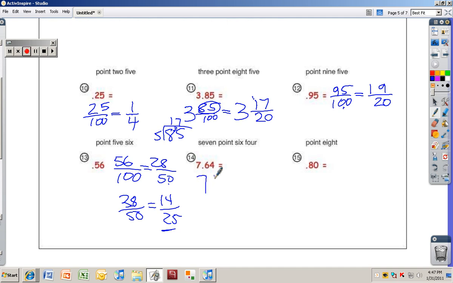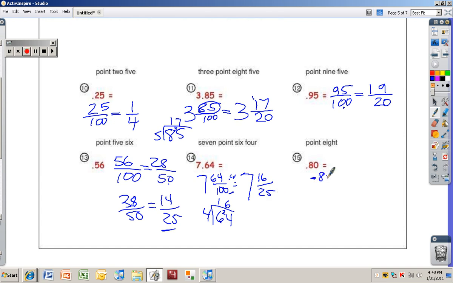7 and 64 hundredths. Okay, now, what do you think you can divide both of those by? 4. You think you can divide 64 by 4? Let's try. What's 4 into 64? 4 goes into 6 once. Remainder 2. 4 into 24? 6. Look at that. You can divide that by 4. So the answer is? 7 and 16 25ths. Good.